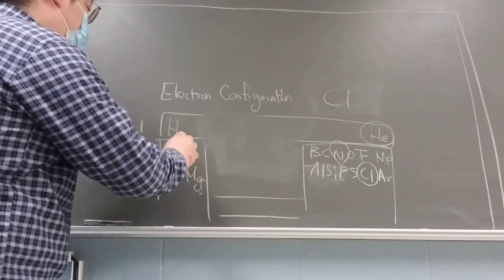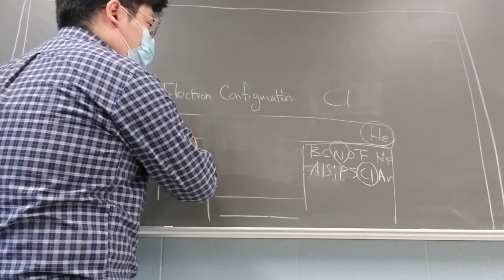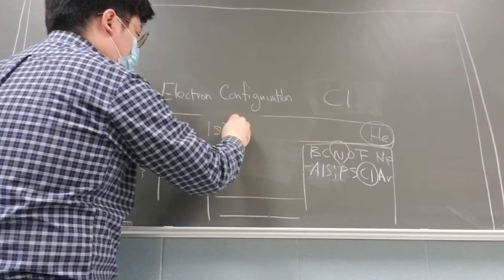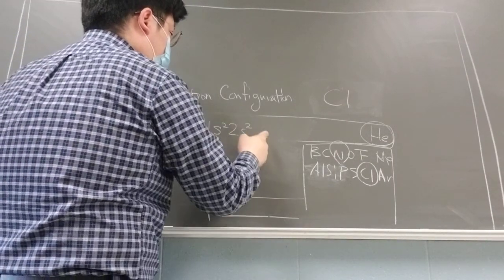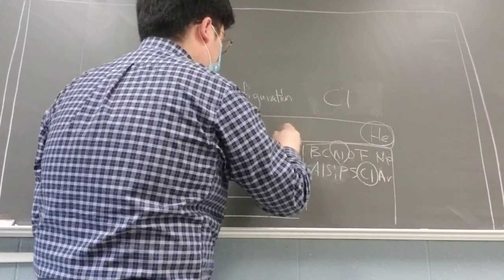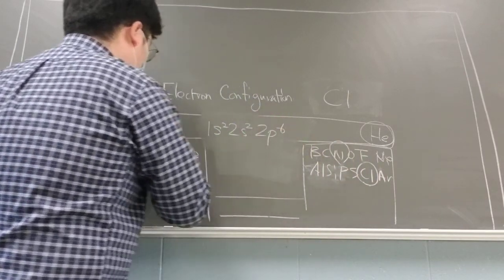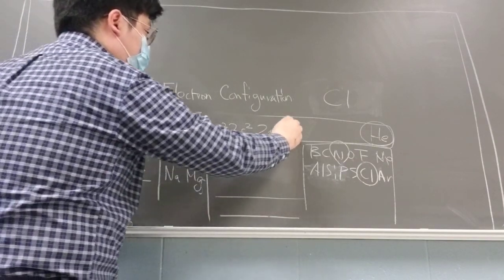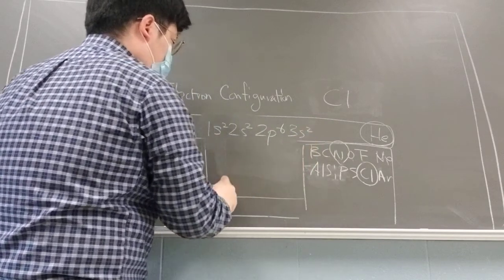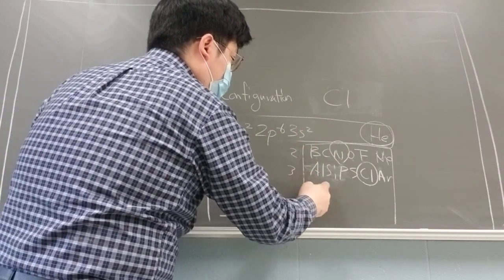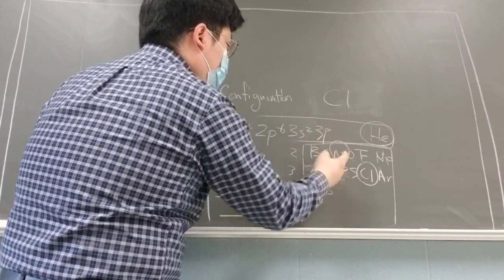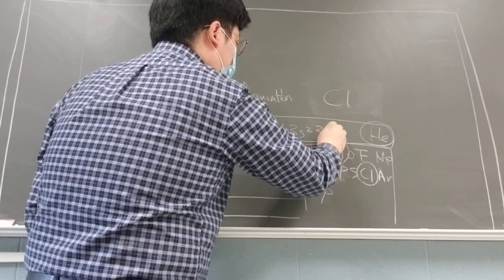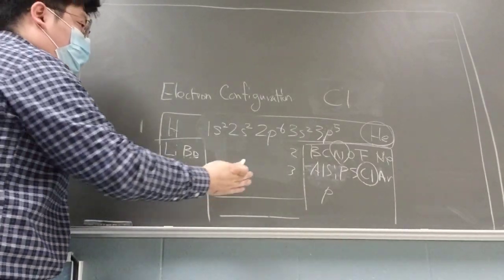If you look at this one, same 1s 1, 2, so 1s2, 2s 1, 2, and 2p 1, 2, 3, 4, 5, 6, 2p6, and now the 3. This is the third row, so 3s 1, 2, then 3p block, 3p 1, 2, 3, 4, 5. Just like 5. That's the electron configuration for chlorine.